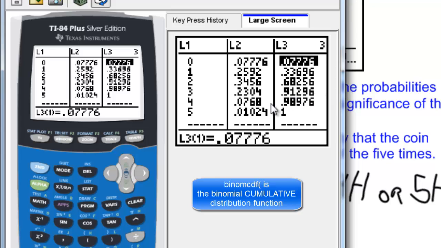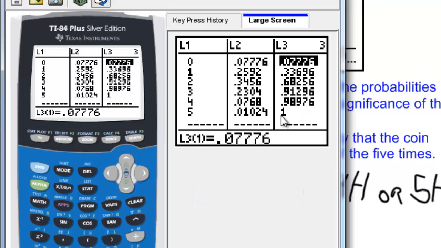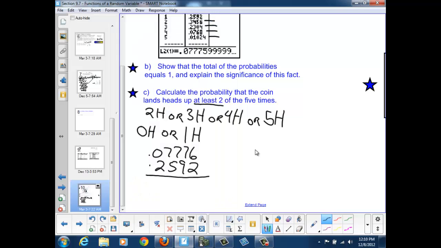These numbers come from adding up all the probabilities up to that number of outcomes. So you'll see that the probability of getting 5 heads or less is 100%. The probability of getting 4 heads or less is 0.98976. The probability of getting 3 heads or less is 0.91296, etc.